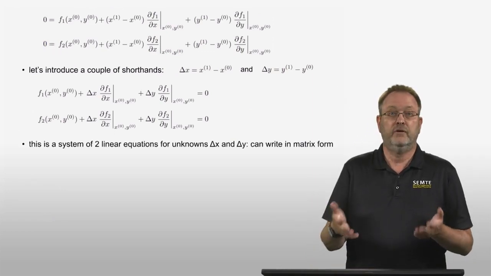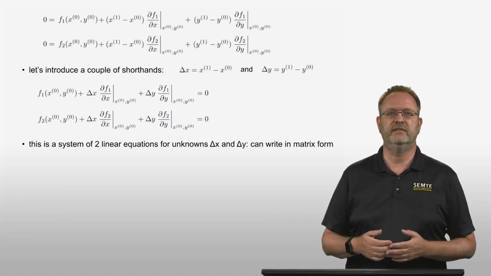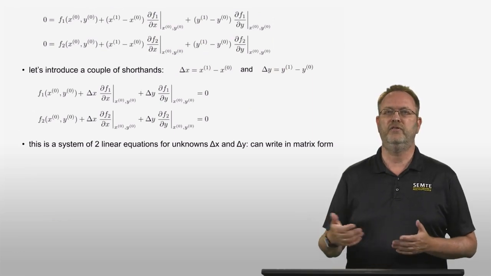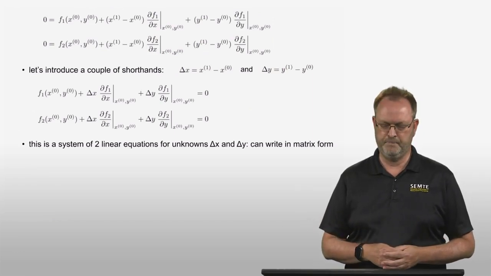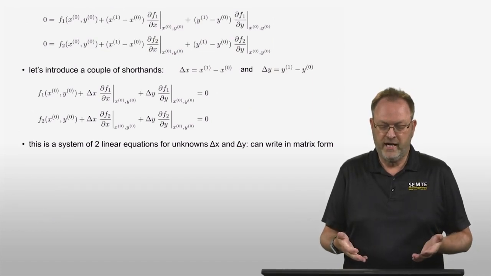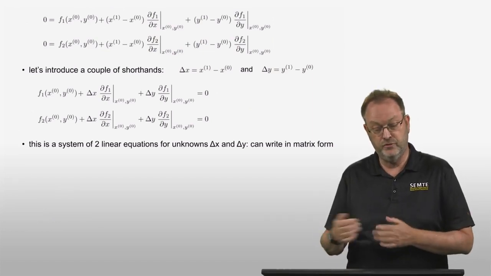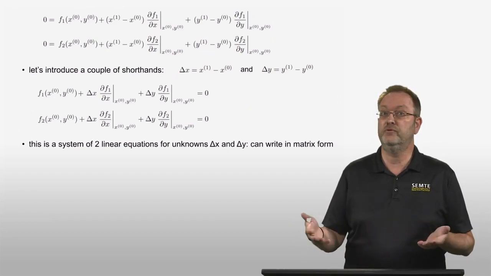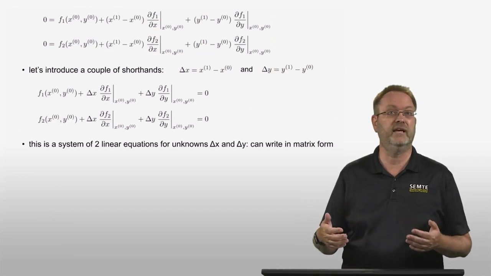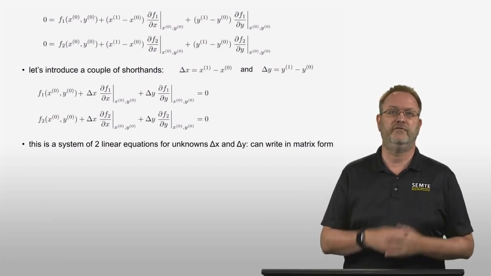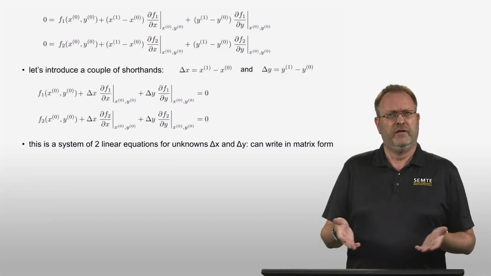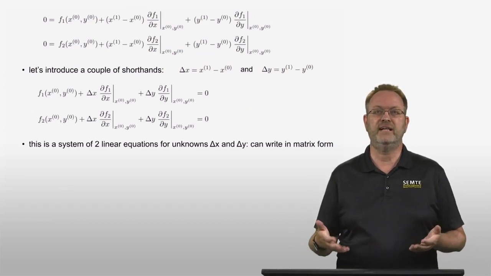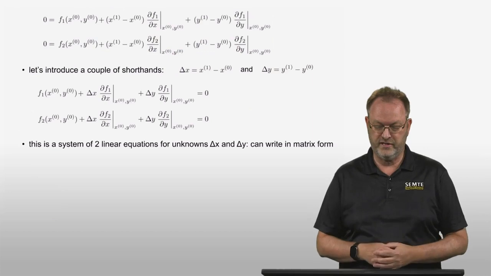All right, so if you look at these two equations, you'll realize that this is a system of two linear equations for the unknowns delta x and delta y. We know the functions f1 and f2, and we know an initial guess x0 and y0, and in Newton's method, we should be able to calculate the analytical partial derivatives of the functions f1 and f2. So the only thing that we don't yet know in these equations is delta x and delta y. That's our unknowns that we then want to solve these equations for.